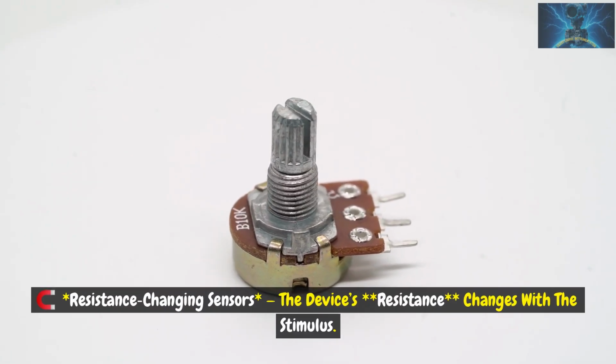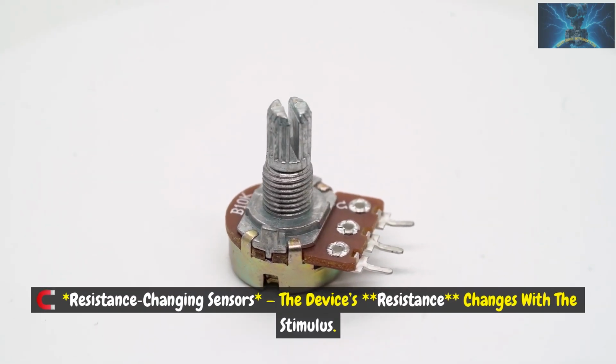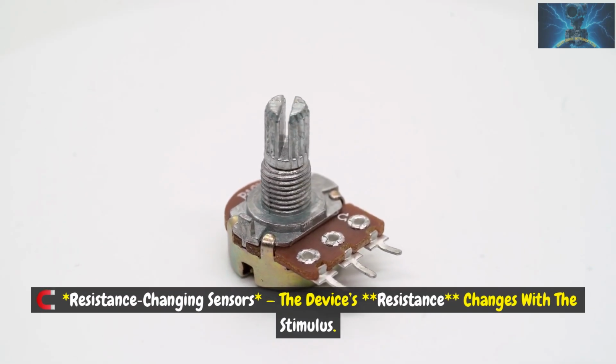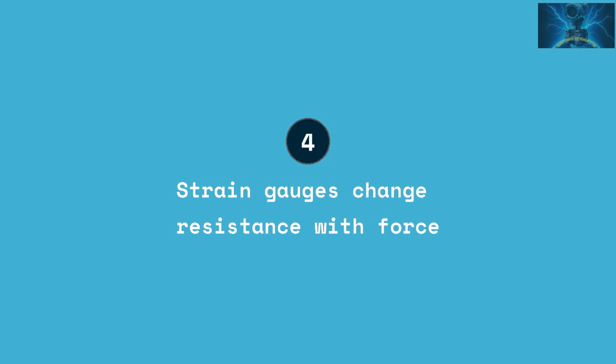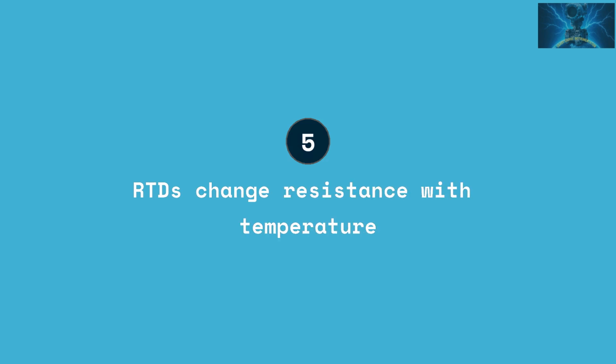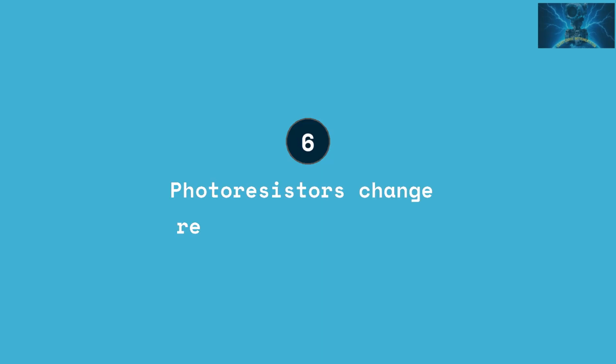Resistance-changing sensors. The device's resistance changes with the stimulus. Strain gauges: stretch, resistance changes, force, weight measurement, load cells. RTDs, resistive temperature detectors, change resistance with temperature. Photoresistors, light-dependent resistors, change resistance with light.